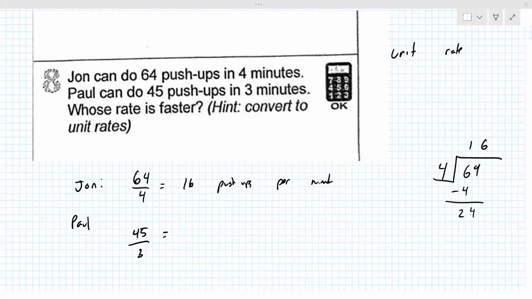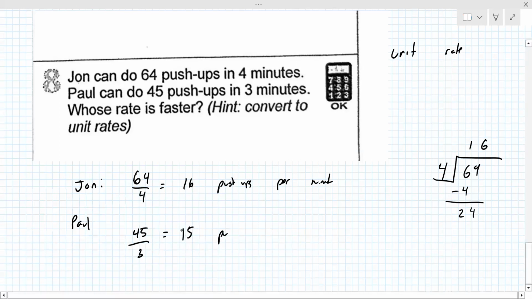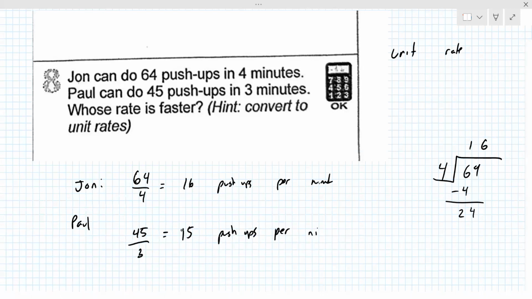So Paul, $45 divided by 3. Let's just do one division. $15. Push-ups per minute. All right.